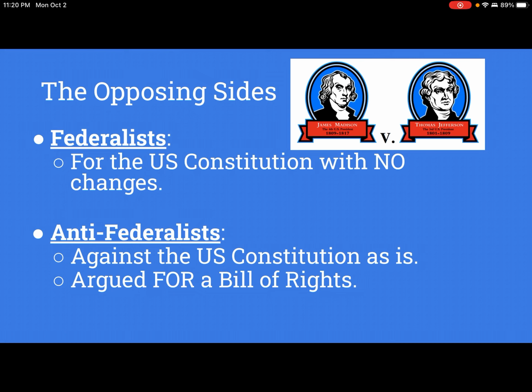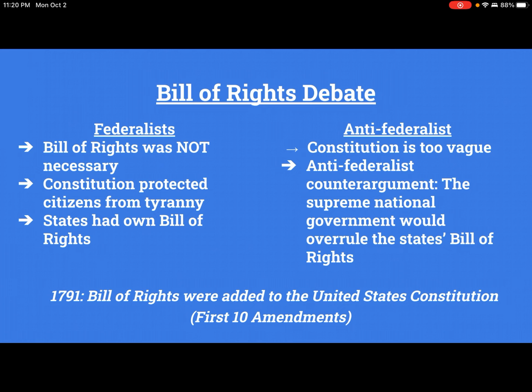And so for the amount of unsuccessful things that the Anti-Federalists were trying to push, the one thing that they accomplished, and that is probably one of the most important things in the Constitution, is that they were able to get the Bill of Rights. That was the first 10 amendments of the Constitution. And so here's the debate. The Federalists said the Bill of Rights was not necessary. The Constitution protected citizens against tyranny. States had their own Bill of Rights, and therefore they were able to keep people free.